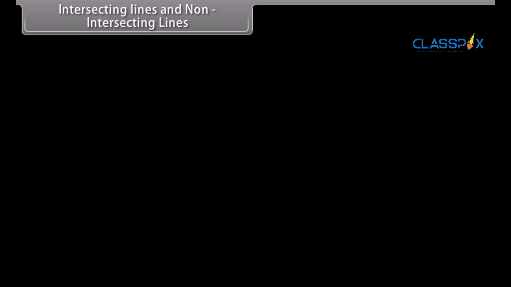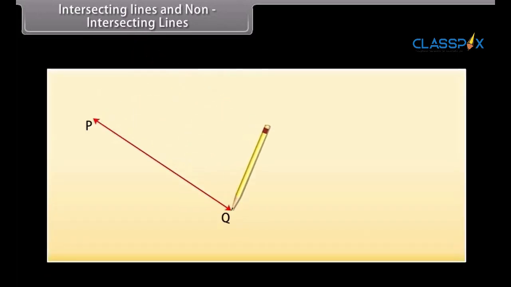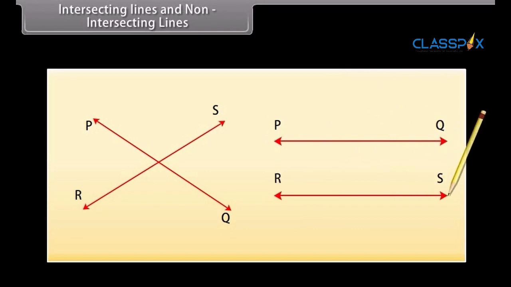Intersecting lines and non-intersecting lines. Now let us draw two different lines PQ and RS on a paper. We can draw it in this way also. We have seen that we can draw them in two different ways.